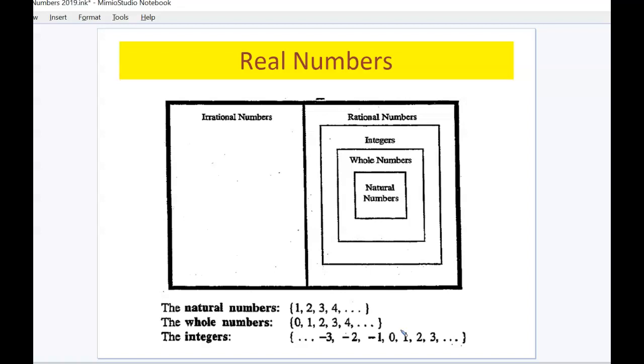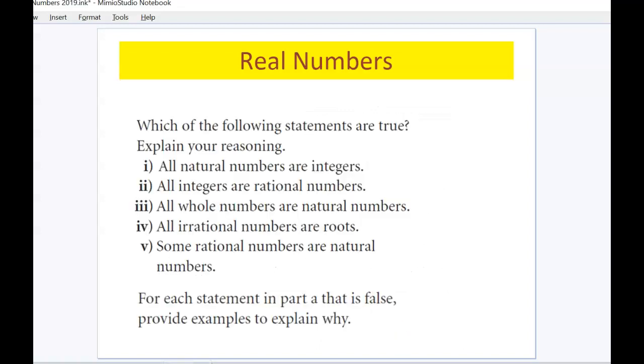And basically, real numbers are any numbers that go on the number line. So any number that fits on the number line, whether it be a decimal, a terminating decimal, a non-terminating decimal, those are the real numbers, okay? So that is the real number system.